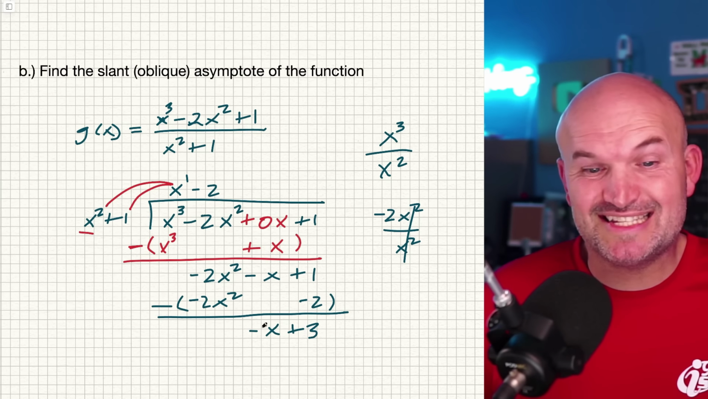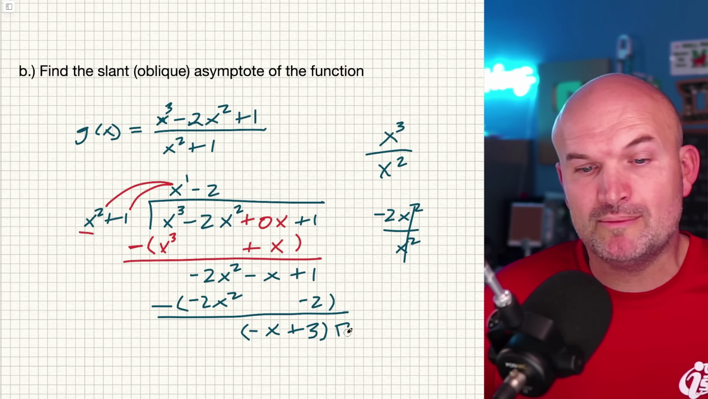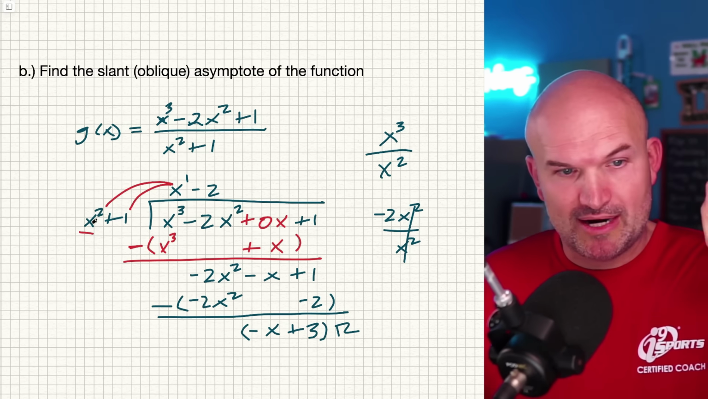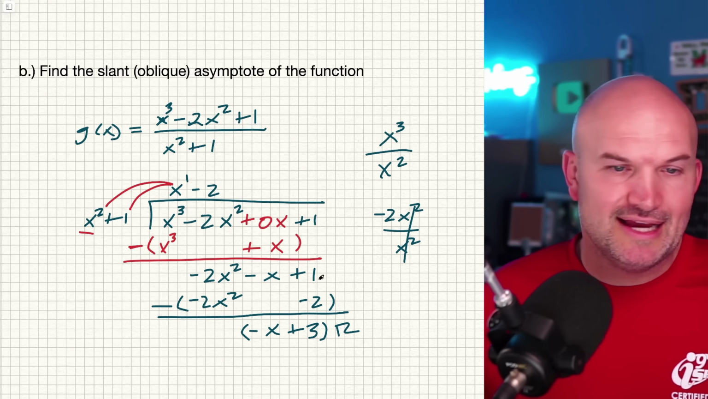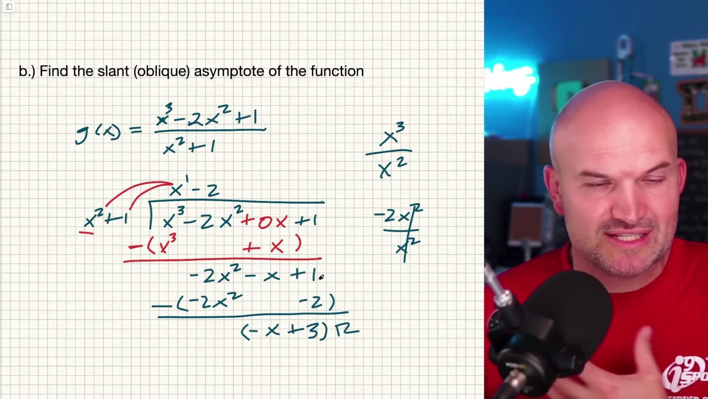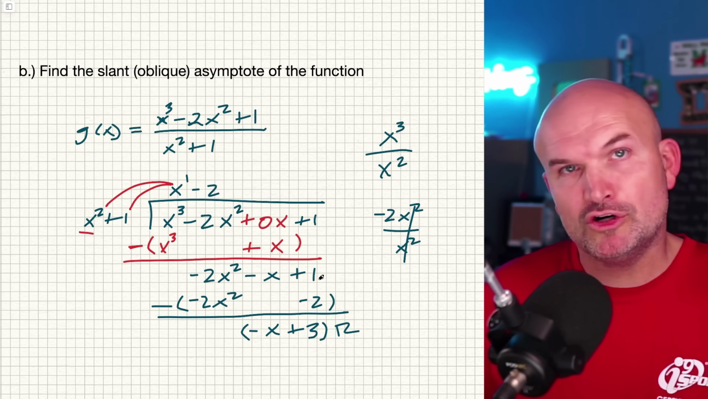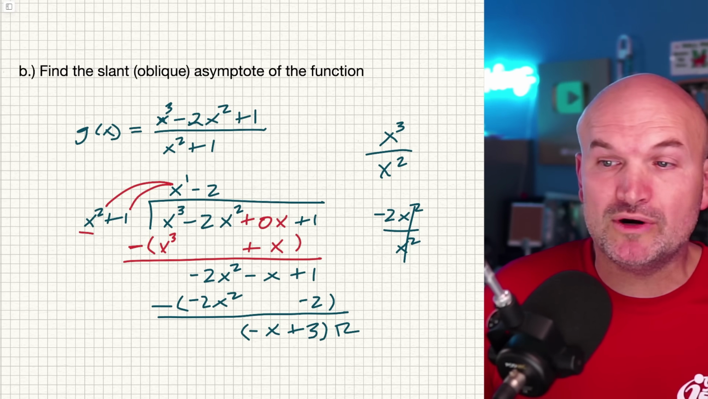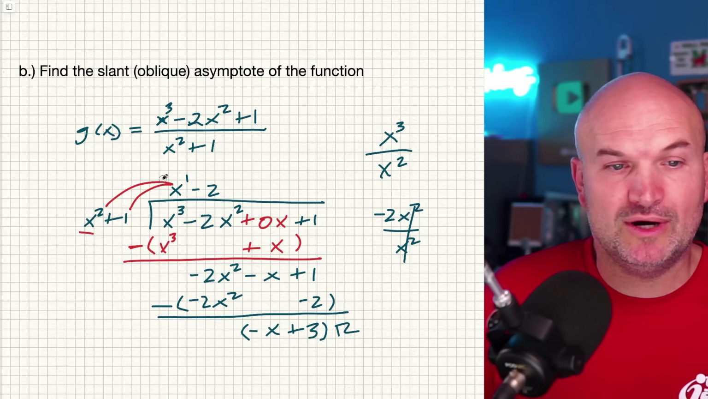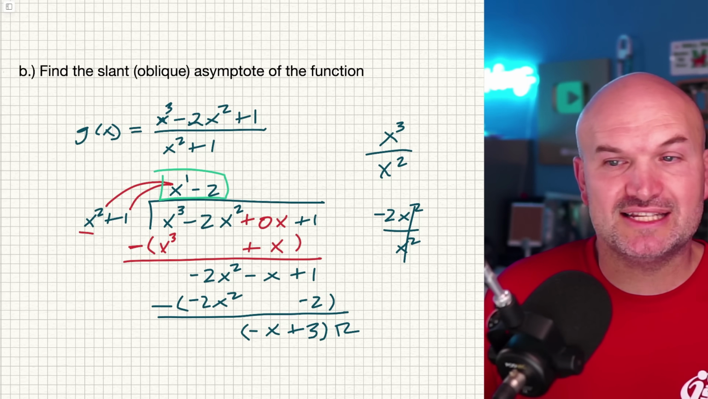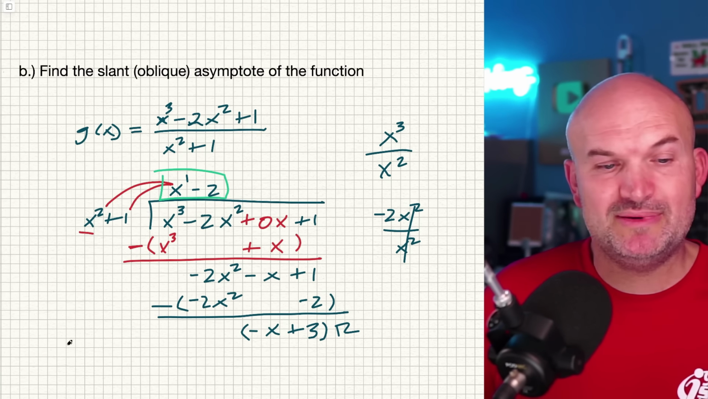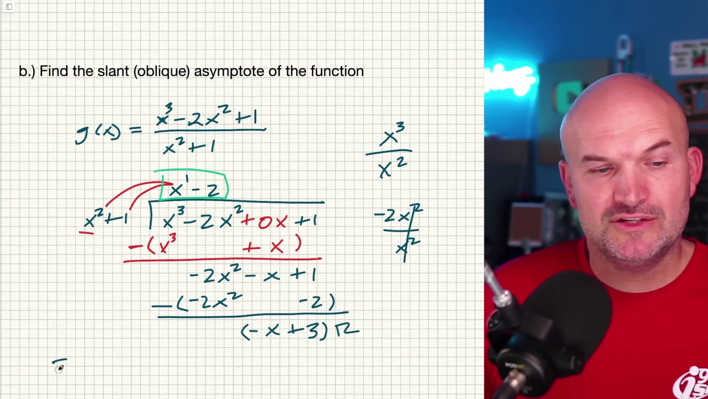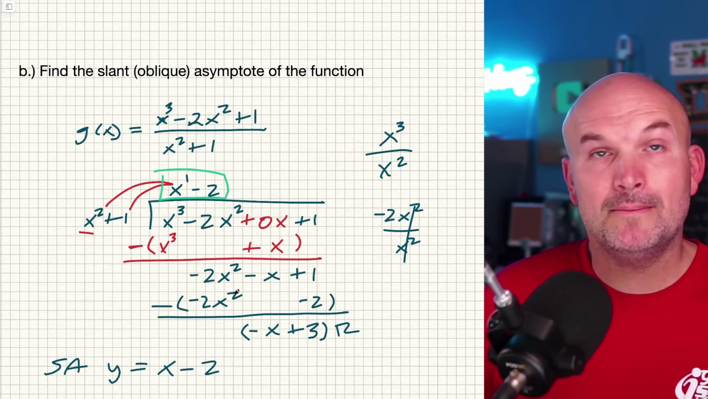But in this case, guys, it doesn't really matter, because this is going to be your remainder, because my x squared does not evenly divide into this negative x. So this is going to be a remainder. And the cool thing about the remainder with slant asymptotes is that it converges to 0. So all we need to worry about is what our quotient is. So the slant, or oblique, asymptote of this function is simply going to be x minus 2. So I can say the slant asymptote is y equals x minus 2.